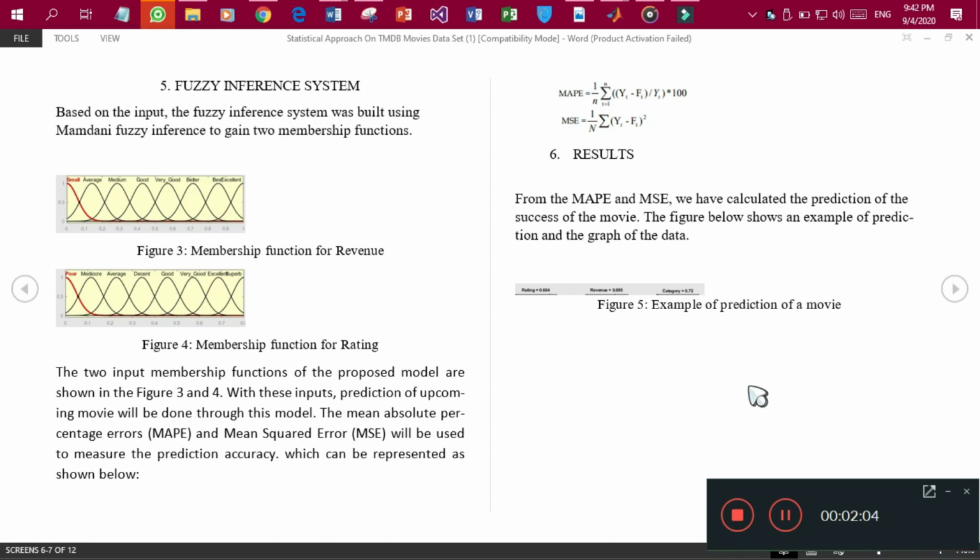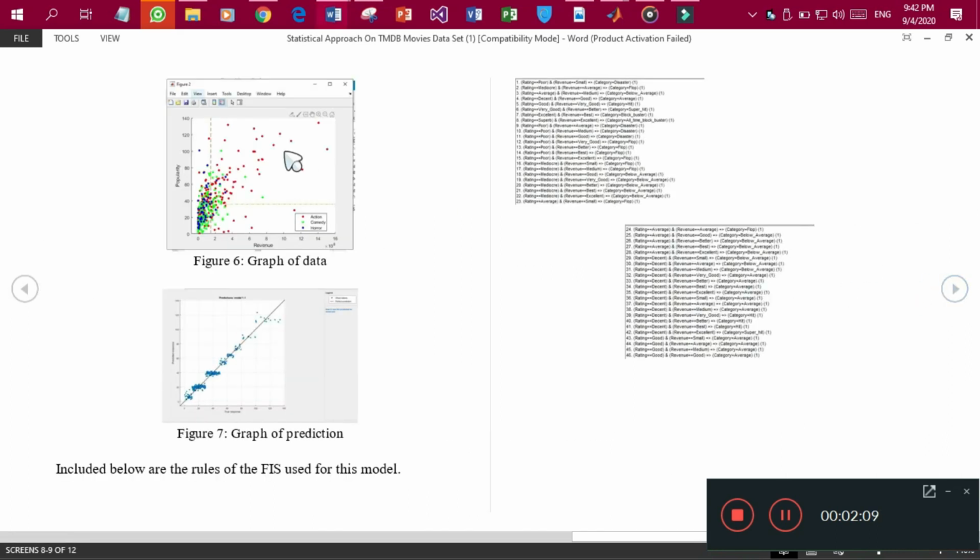So this is the result, like here, the graph of prediction and the graph of data.